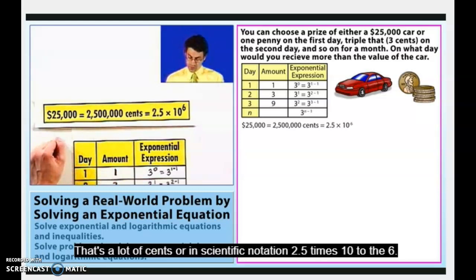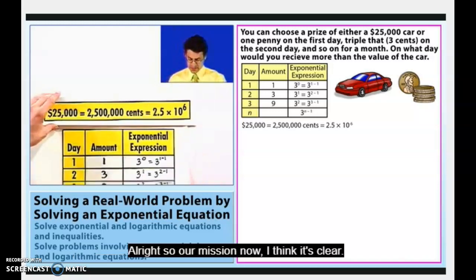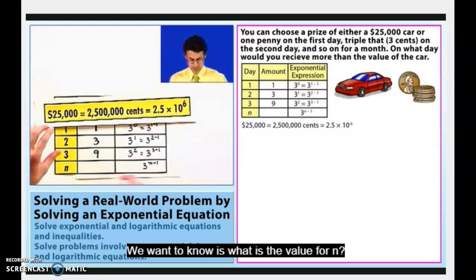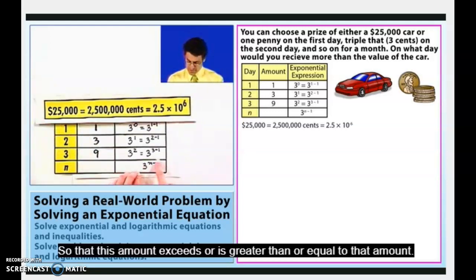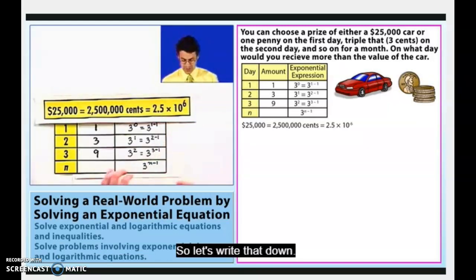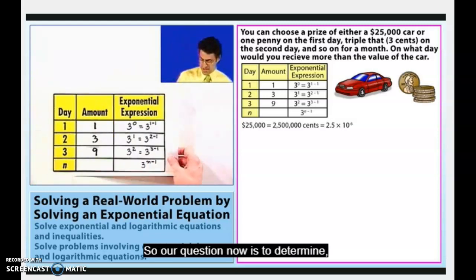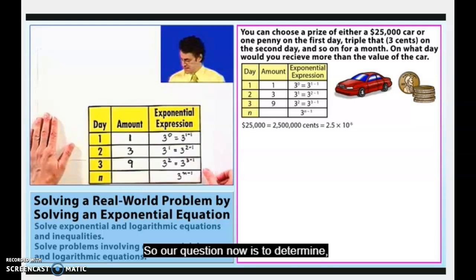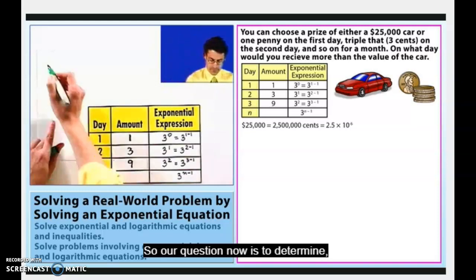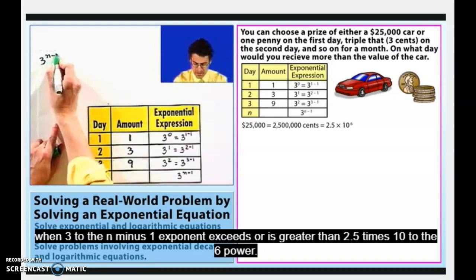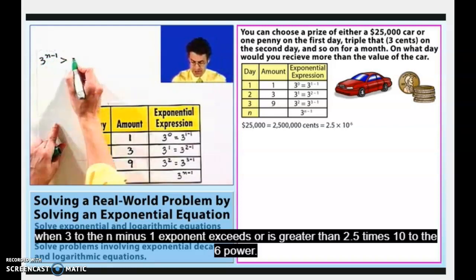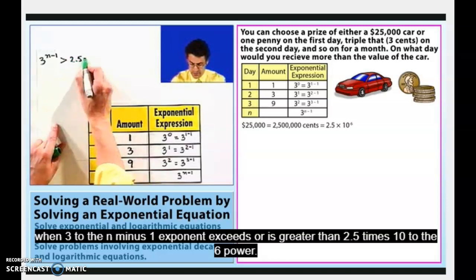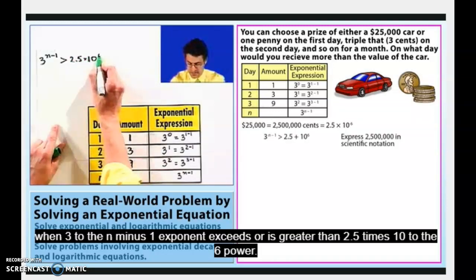That's a lot of cents. Or in scientific notation, 2.5 times 10 to the 6. All right, so our mission now, I think, is clear. What we want to know is what is the value for n so that this amount exceeds or is greater than or equal to that amount. That's the question. So let's write that down. So our question now is to determine when 3 to the n minus 1 exponent exceeds or is greater than 2.5 times 10 to the 6th power.